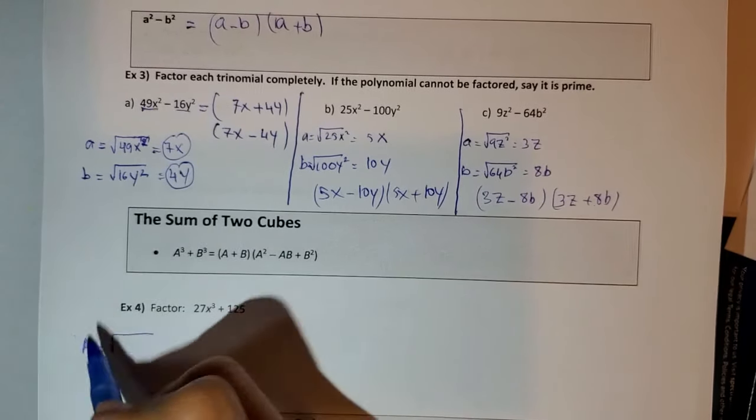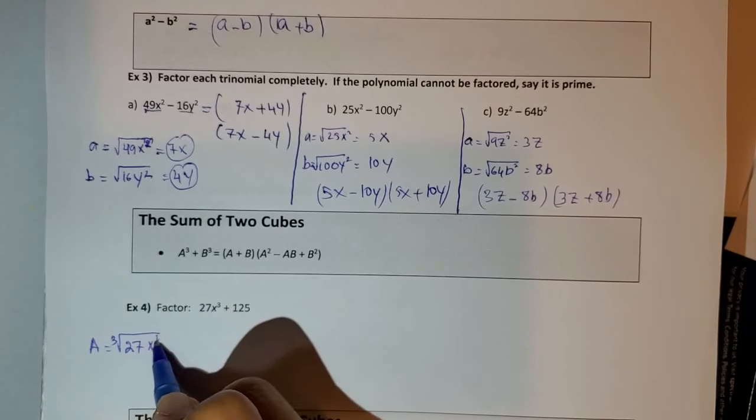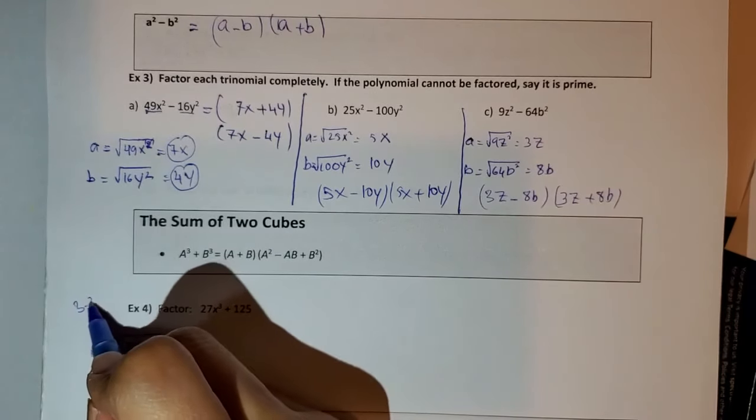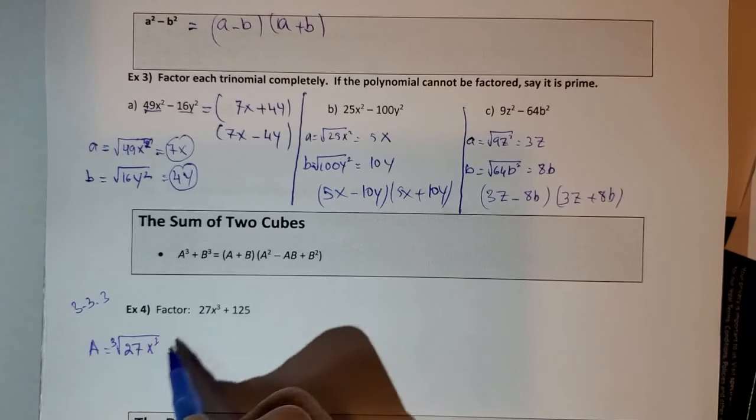Since this one is a cube, I have to do the cube root. The cube root of 27, you can put on a calculator if you want to. You try to find three numbers that multiply itself 3 times to give you 27. That has to be 3, because 3 times 3 times 3 is 27. So the cube root of 27 is 3.